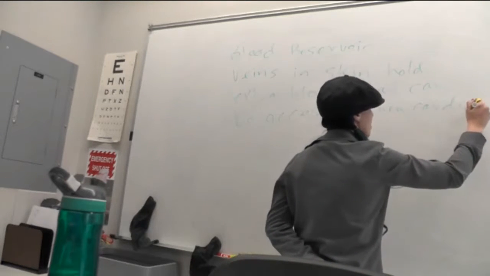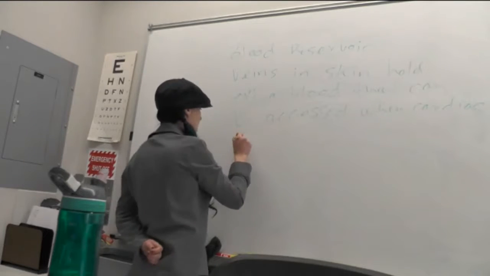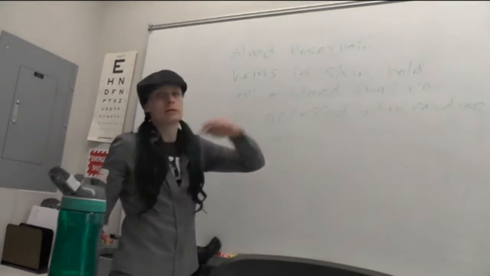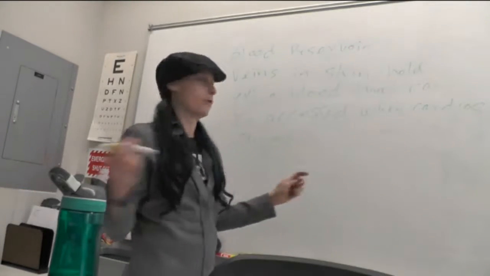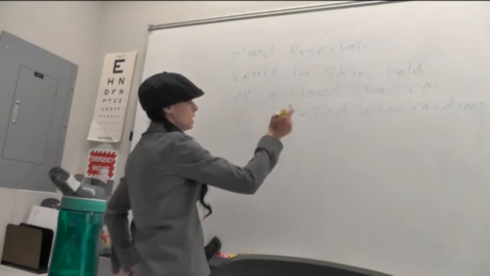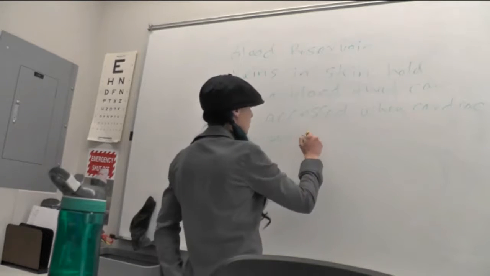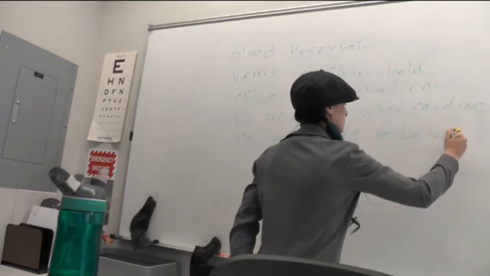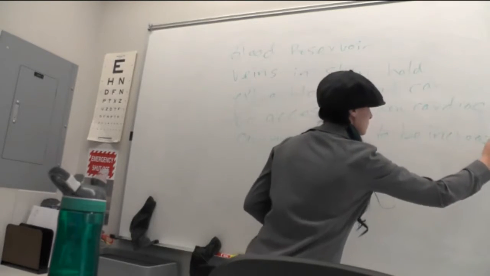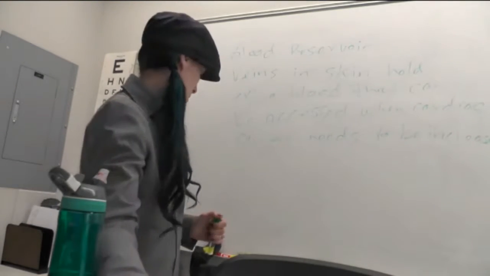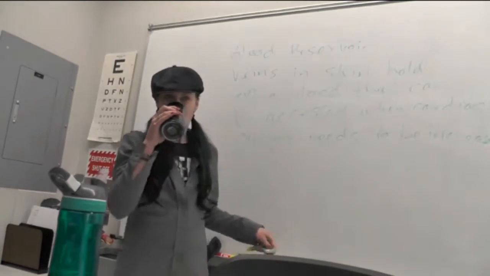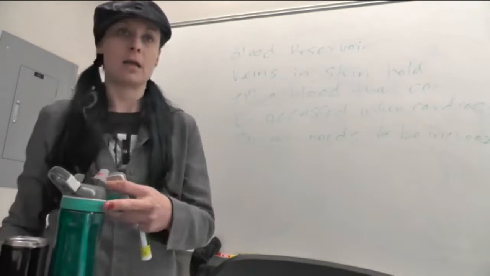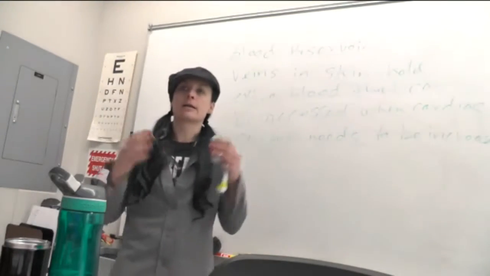And what is cardiac output? Well, cardiac is my heart and output is output. What does the heart output? Blood. So it's more blood flow. And that's all you need to know for now. So veins in the skin hold extra blood that can be accessed when cardiac output needs to be increased. And you said it could go up to about 30 liters per minute? 35 liters per minute in the most highly trained athletes.